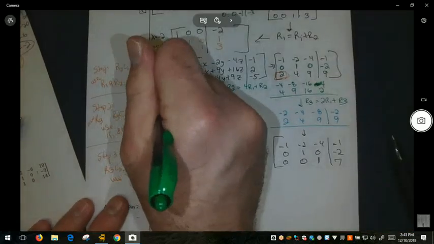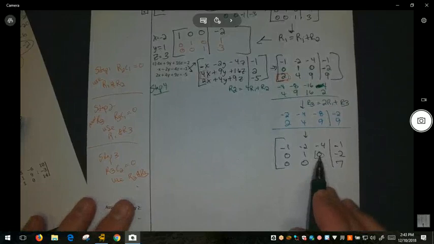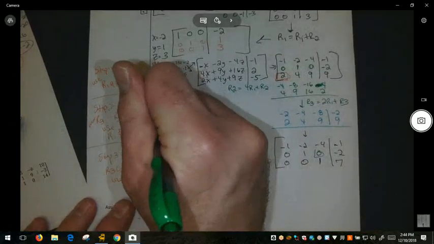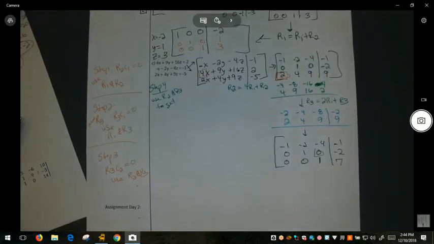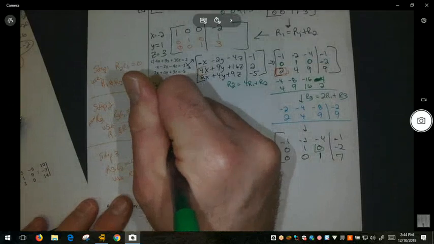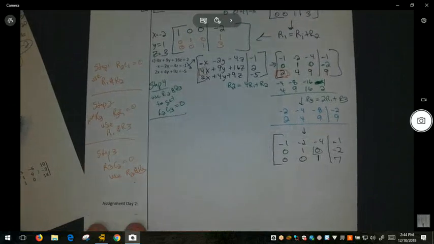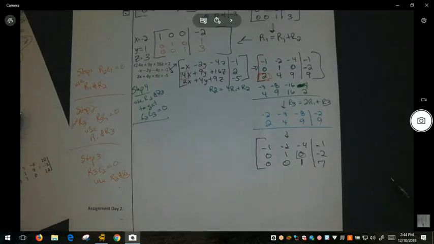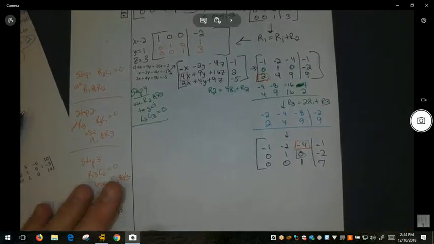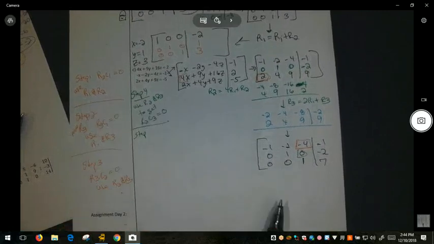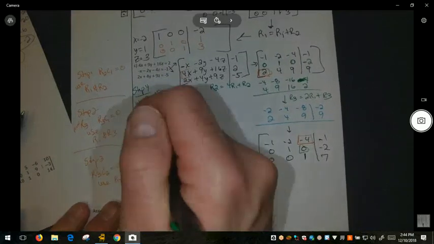Step 4, this is where we get to Gaussian. Step 4, we would aim for this 0, but it's already a 0. To get that 0, we would have used row 2 and row 3 to get row 2, column 3 equal to 0. But it was done, like by coincidence, it worked out. So our next 0 to target is this one, this -4. So in this particular problem, we got to skip step 3 and we got to skip step 4, which is kind of crazy.